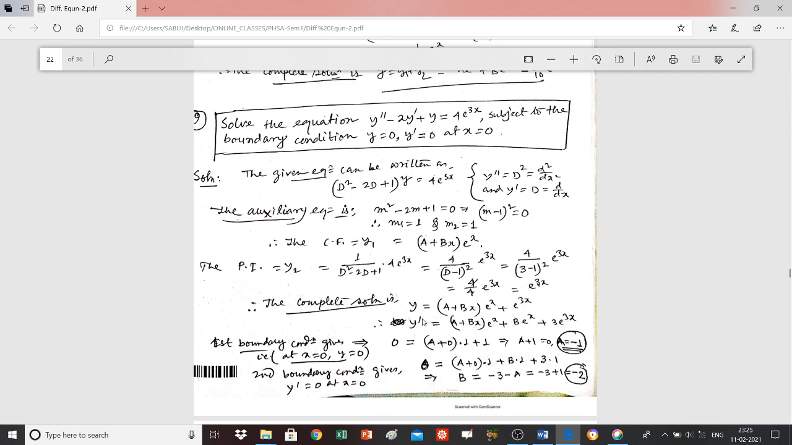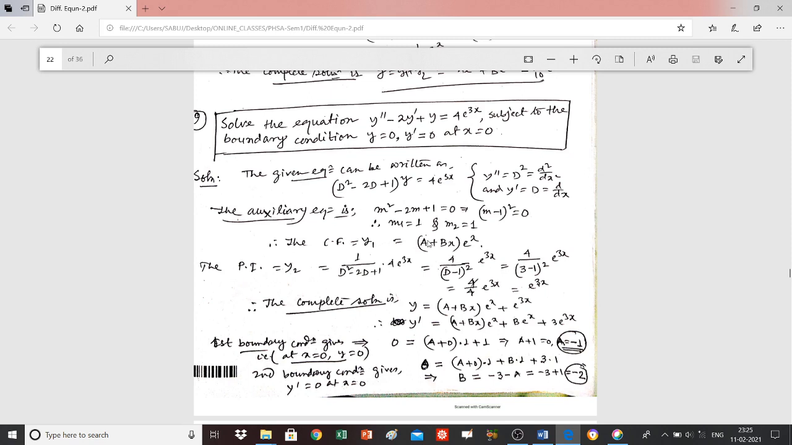Just differentiate this, you obtain this. And here is the boundary condition, y is equal to 0 for x equal to 0. Just use the boundary condition here, and from here you obtain a is equal to minus 1. And the second boundary condition should be applied to this expression, that is y prime is equal to 0 for x equal to 0, and that will provide you b is equal to minus 2.